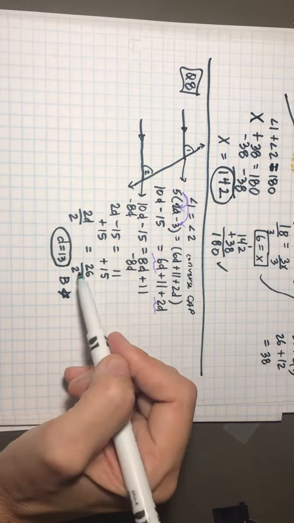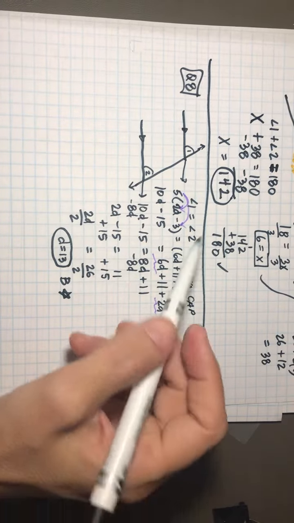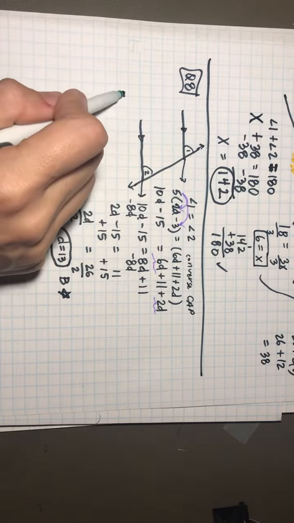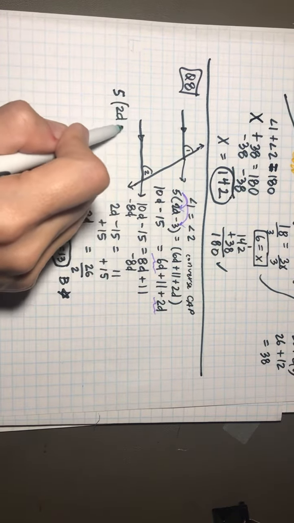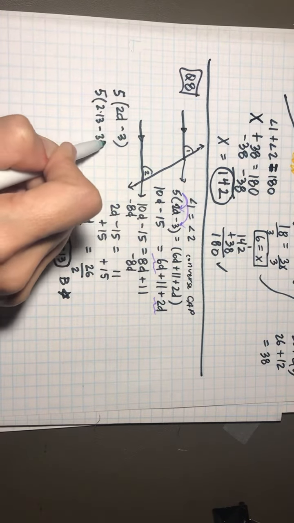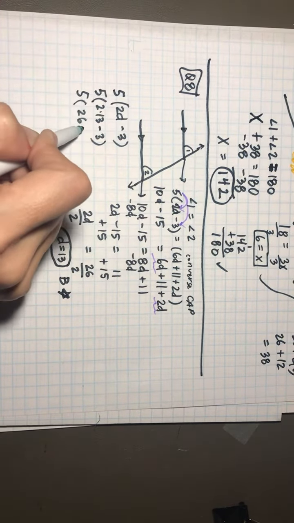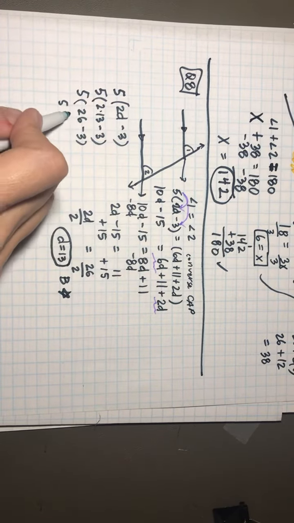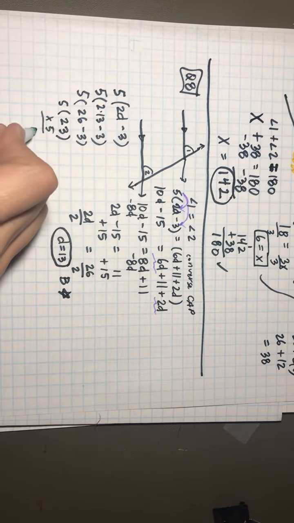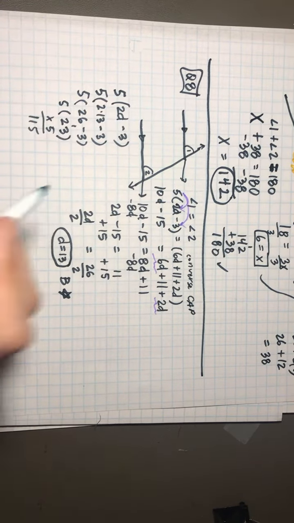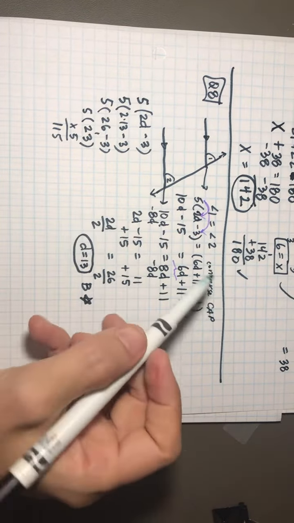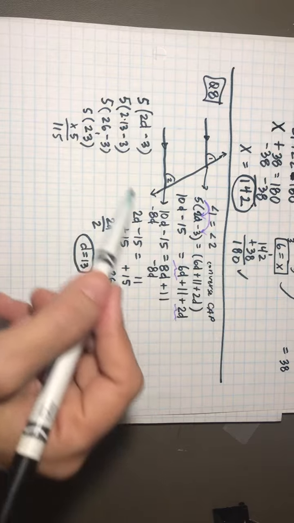Now I'd like to just double check my answer quickly. If I plug 13 back in for angle 1, so 5 times 2d minus 3, that'd be 5 times 2 times 13 minus 3. So 5 times 23. Okay, so I get the answer 115. If you'd plug the other one back in, you should get the same number.